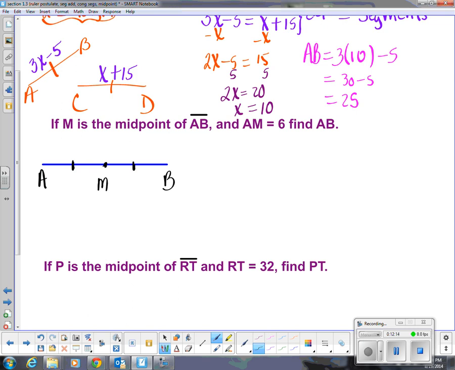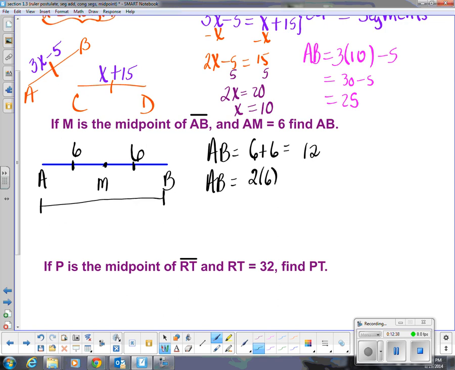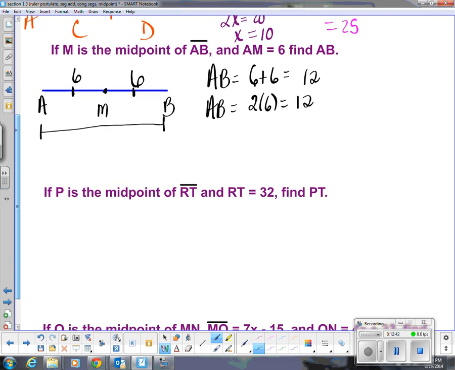So they told us AM is 6. They want you to find the length from A all the way over to B. Well, if you've drawn this picture and you've marked it and you've labeled it, look at this. If this is 6, this must also be 6. So if I want to know the length of AB, then I'm going to say 6 plus 6, segment addition, which is 12. Or you could say AB is double 6, which still is 12. All right, so that's your arithmetic example.